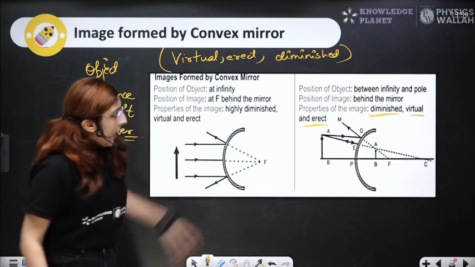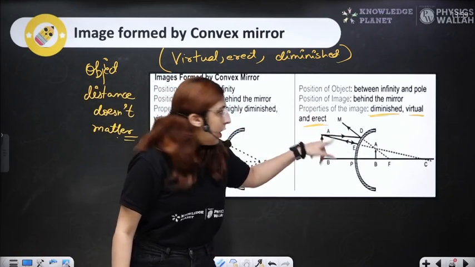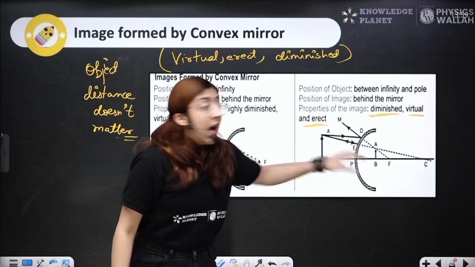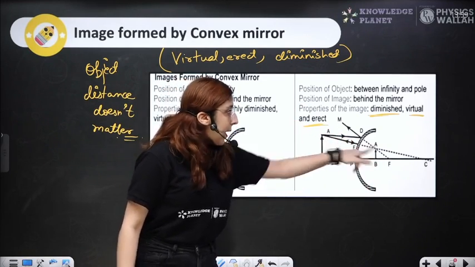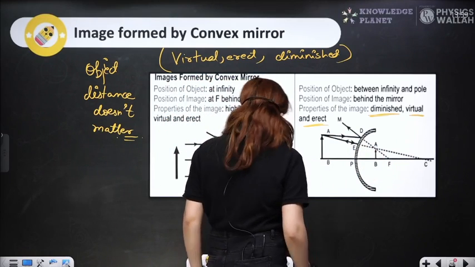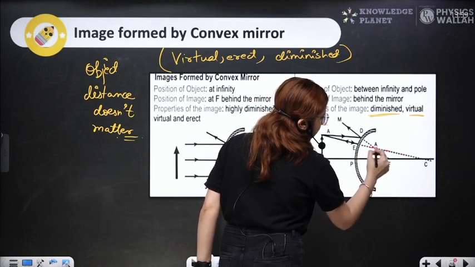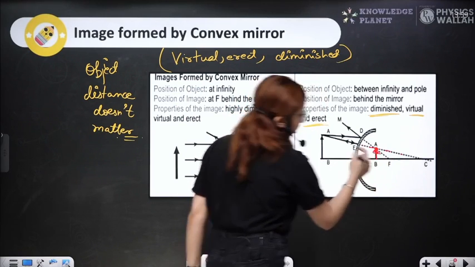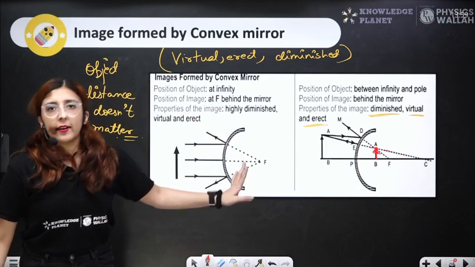See, the ray that is parallel, of course it will diverge but appear to pass through the focus. A ray appearing to pass through the center of curvature retraces its path. So my two virtually reflected rays are meeting here. Let me use a color. They are meeting here. So, image. Virtual, diminished, erect.